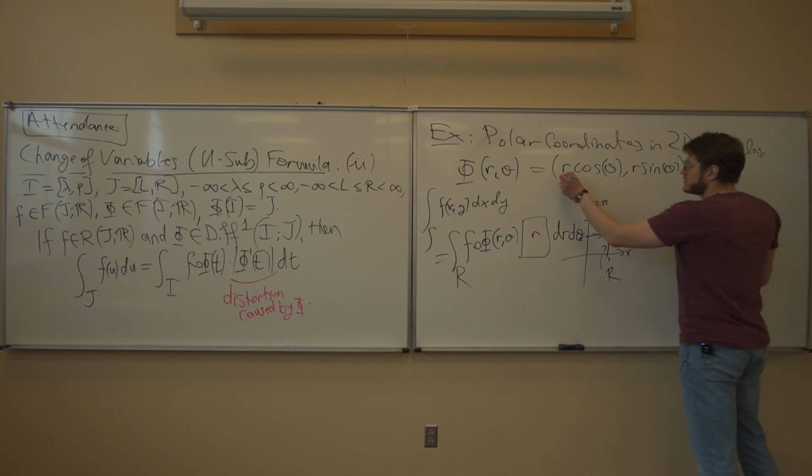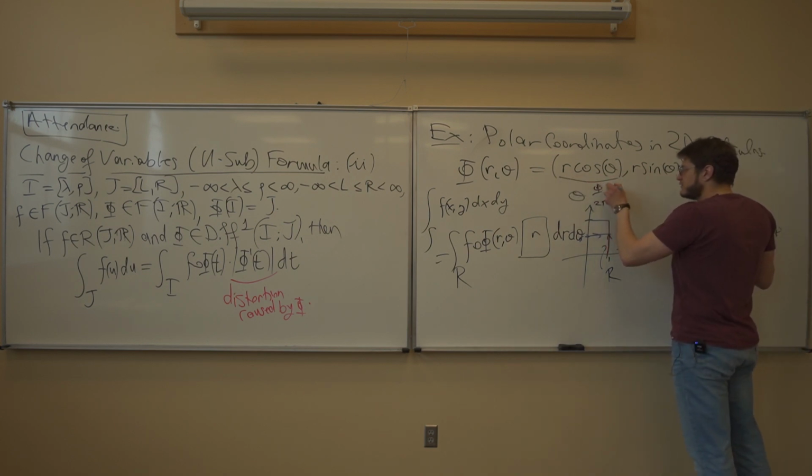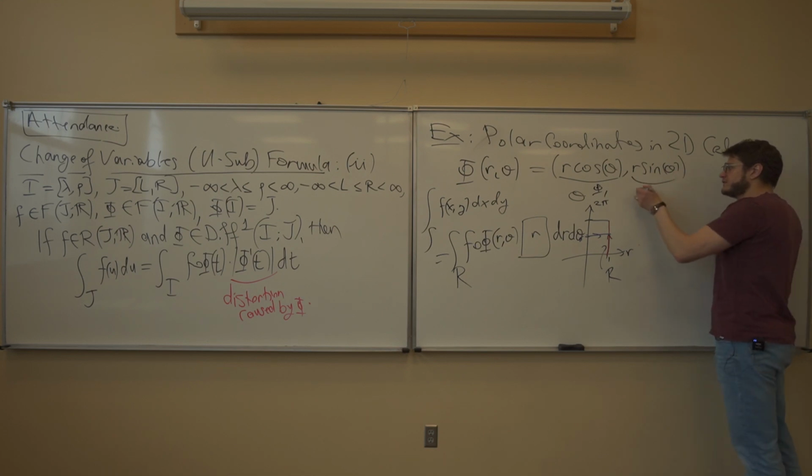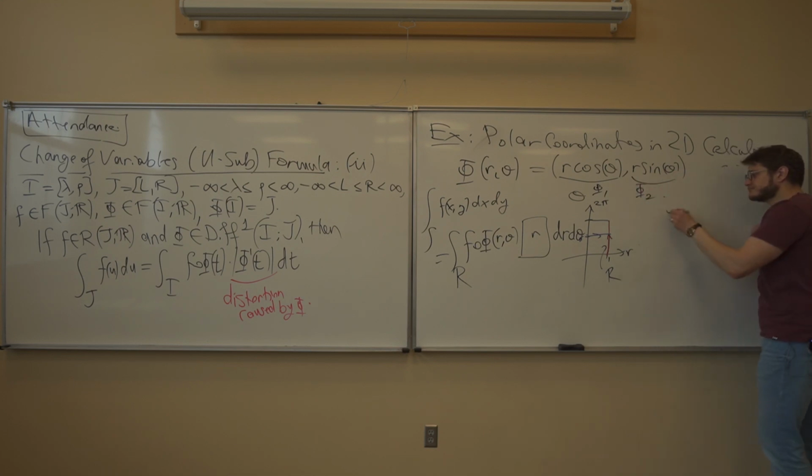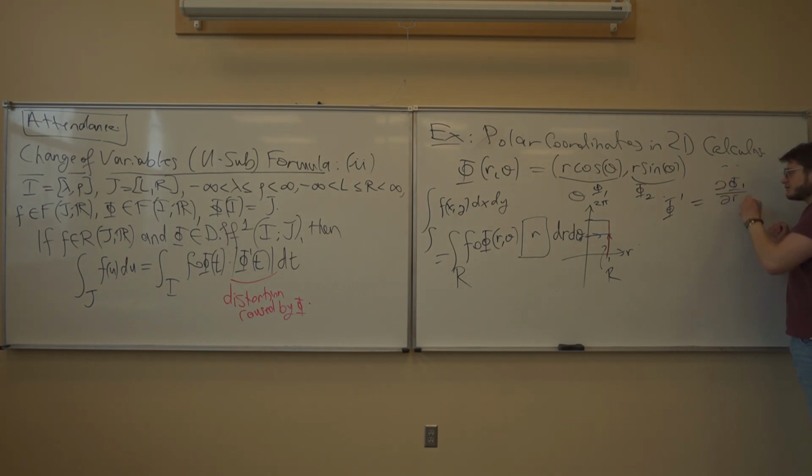You look at, let's call this phi1, the first component of phi. This is the second component of phi. Then it turns out that phi prime is all the partials of all the components, like this.